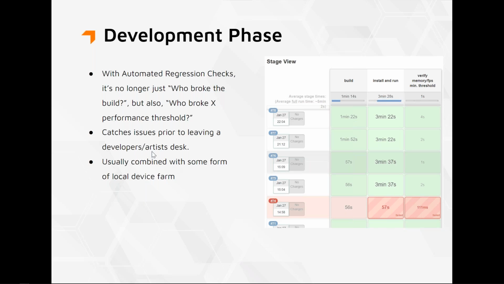So it's kind of nice because typically with build pipelines like Jenkins or CircleCI, the big question everybody asks is who broke the build? Who's responsible for breaking the build? Who put in code that won't compile? But now we can say, okay, who broke this performance threshold? So you can say who broke the memory budget? Who broke the FPS threshold?